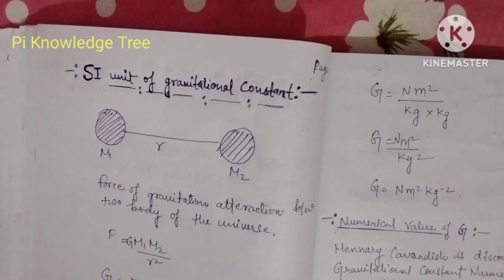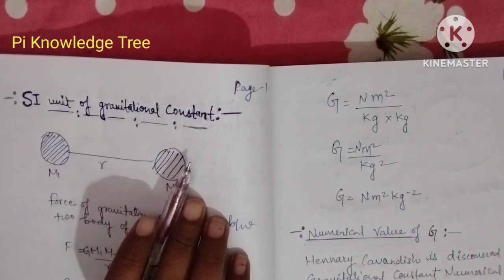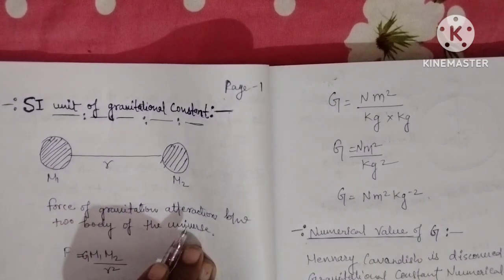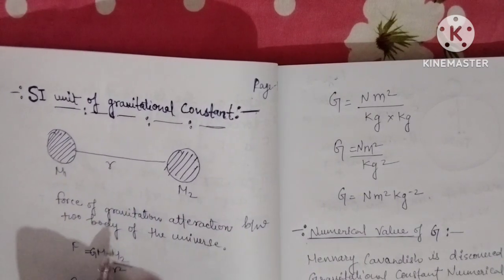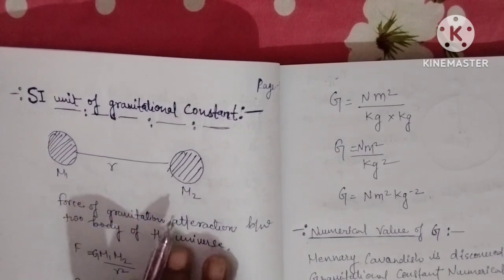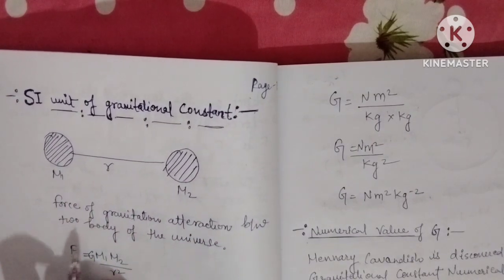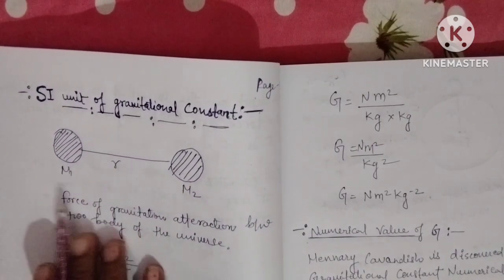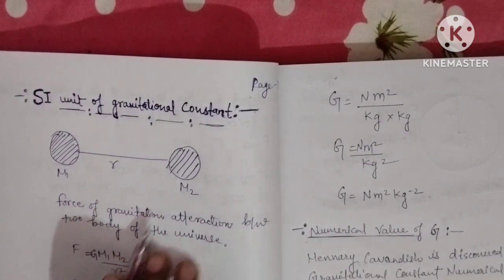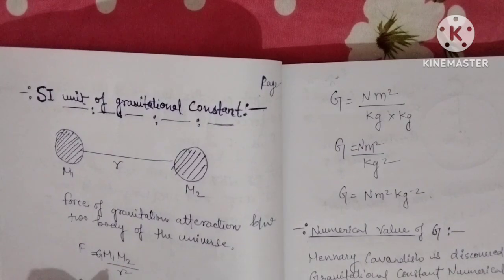Today we are learning about the SI unit of the gravitational constant. The force of gravitation is the attraction between two bodies of masses m1 and m2. r is the distance between the two bodies. F is equal to G m1 m2 by r square.